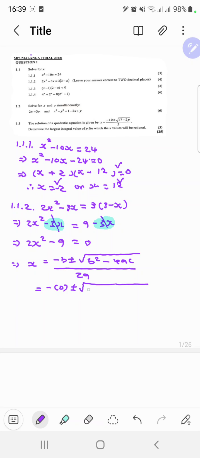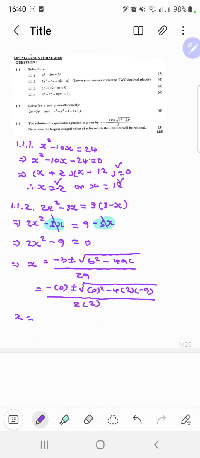Plus or minus, and then here we have 0 squared minus 4 into 2 into minus 9. Okay, and then of course we do our thing. Okay, so that is the story. It's always safer to simplify this, but I can take a chance at this point because I can see I'm going to run out of space very quickly.